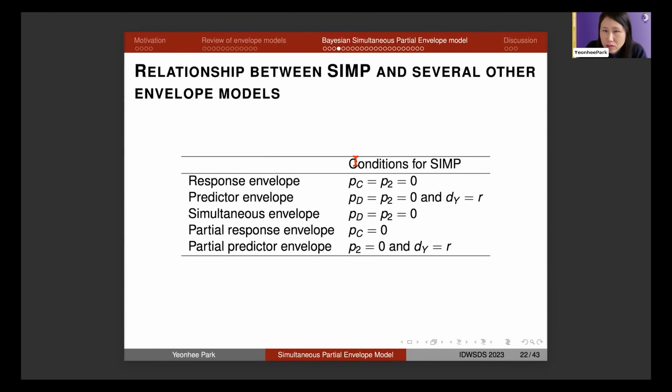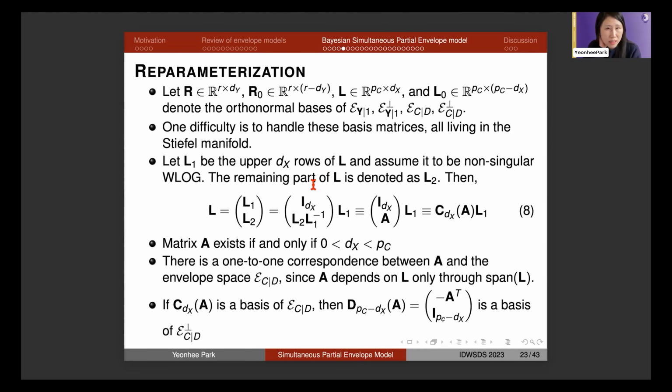And under certain conditions, our model, SIMP, degenerates to the existing envelope models, such as the response envelope, predictor envelope, simultaneous envelope, partial response envelope, and partial predictor envelope. This table shows the relationships and says that our method is a unified framework for the envelope models. So let's see the coordinate form with the reparameterization. In the traditional envelope model, the challenging thing is to estimate the basis matrix of the envelope space. So in our work, we transform to Euclidean space to estimate the basis matrix.